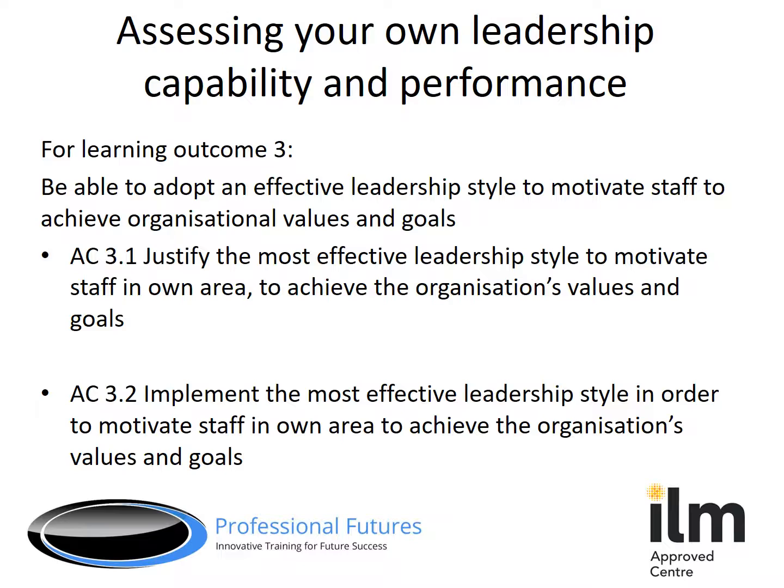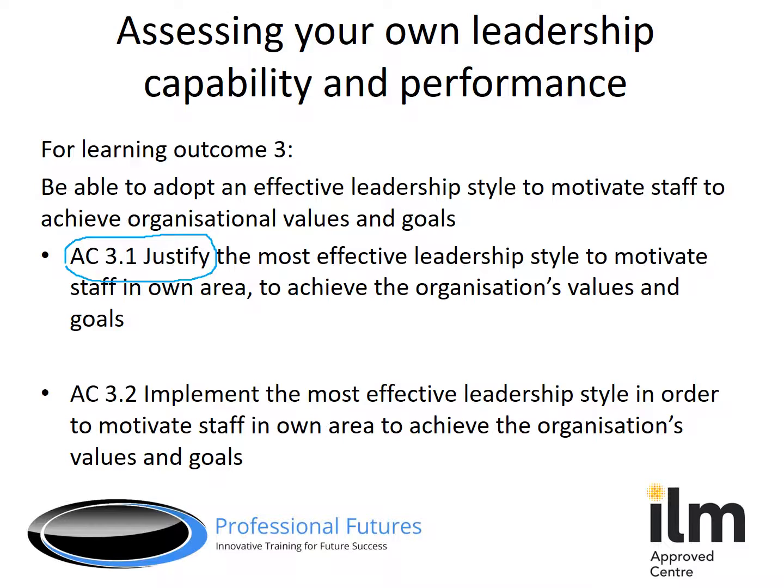So remember, there are 3 learning outcomes that need to be achieved for this particular unit, which is known as assessing your own leadership capability and performance at level 5 within the ILM programme. Okay, so learning outcome number 3 requires that you should be able to adopt an effective leadership style to motivate staff to achieve your own organisational values and goals. Okay, so as I did with the other assessment criteria, you can see here I'm highlighting right now the assessment criteria 3.1, which is all about justifying.